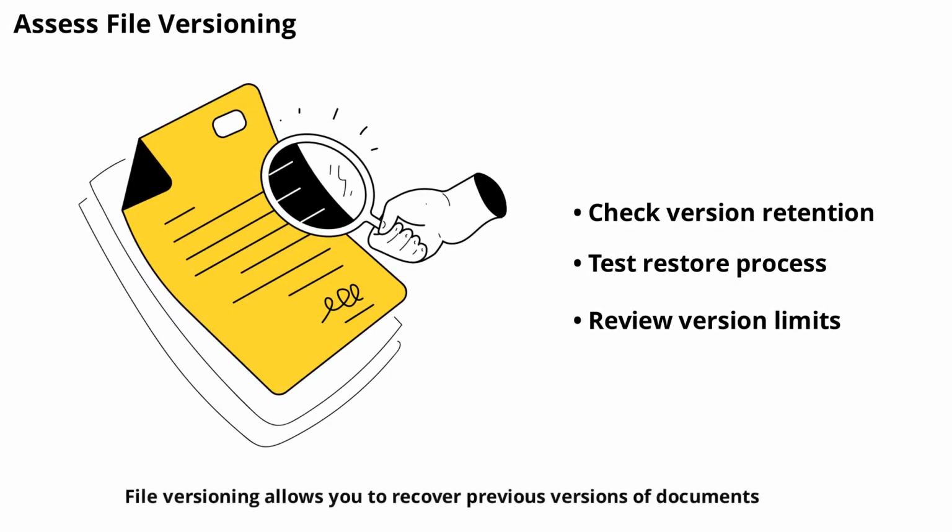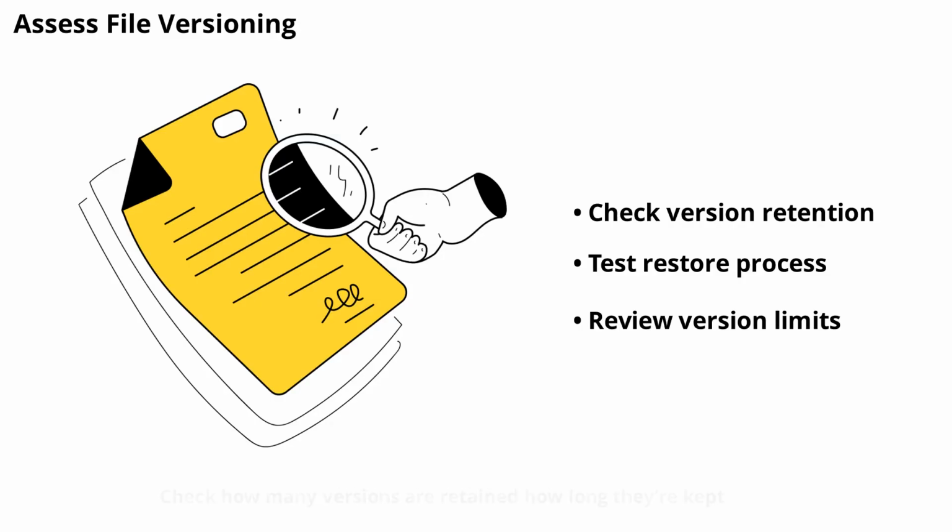File versioning allows you to recover previous versions of documents, which is especially useful for collaborative work or accidental changes. Check how many versions are retained, how long they're kept, and how easy it is to restore them. Strong versioning features can save you from data loss and make collaboration smoother.